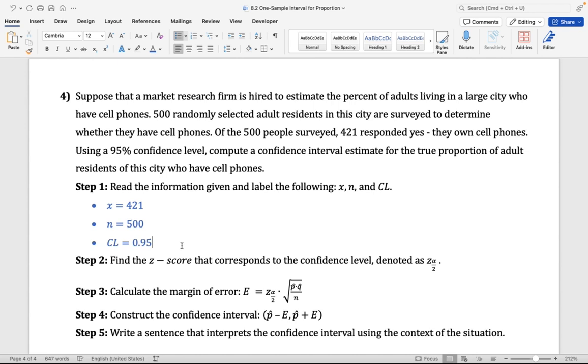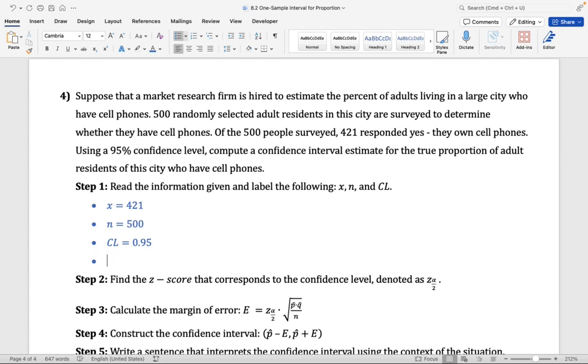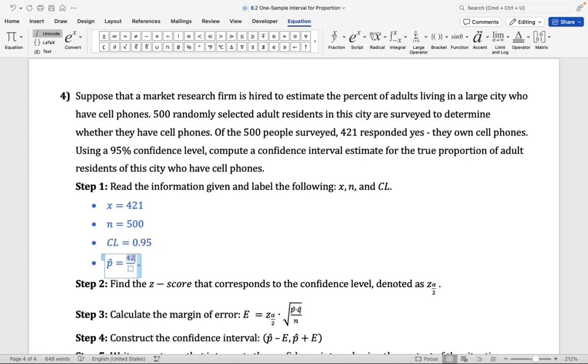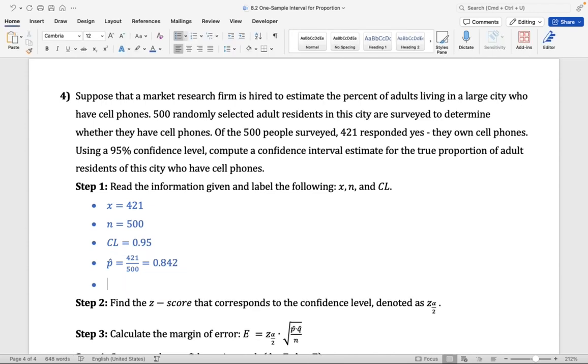Now, because we know that we're going to need P hat and Q hat, I propose that we find those values here in step 1. What is the value of P hat? The value of P hat is X divided by N, so 421 divided by 500. This is the proportion of people that said, yes, I do own a cell phone. This value is equal to 0.842.